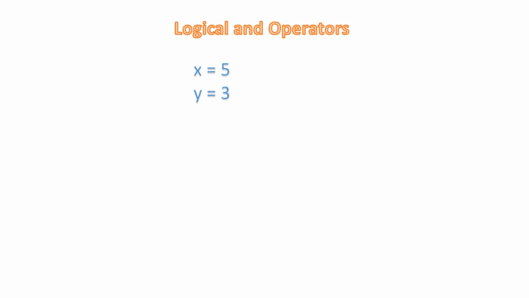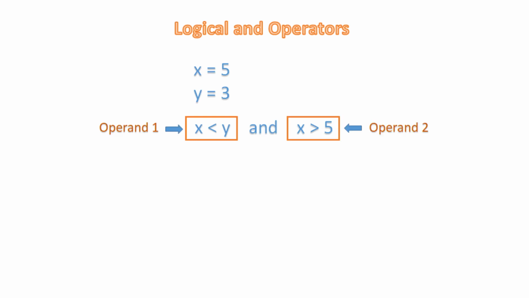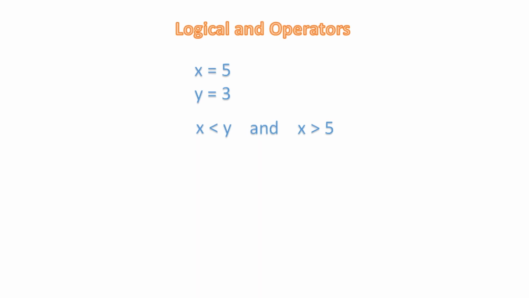I am creating two variables, x is equal to 5 and y is equal to 3. In this example, I am combining the comparison operations with the logical AND operator. Here x is less than y is operand 1, x is greater than 5 is operand 2, and the operator is AND. Here in this expression, we are using greater than and less than symbols. These are comparison operators which I have explained in the previous video.